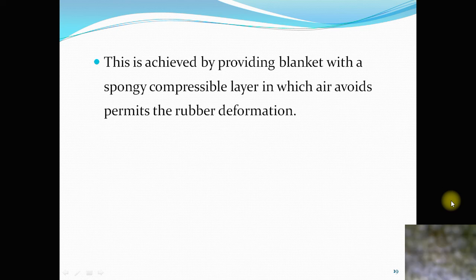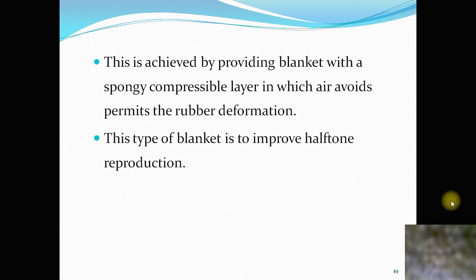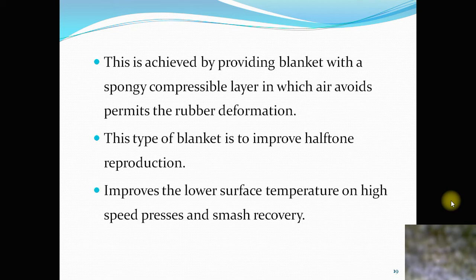In the previous class, we discussed the structure of the blanket. In that, I clearly explained how it works: air voids, how they control the deformation of the blanket. This type of compressible blanket improves half-tone reproduction compared to conventional blankets. This also improves the lower surface temperature in high speed presses, and smash recovery.